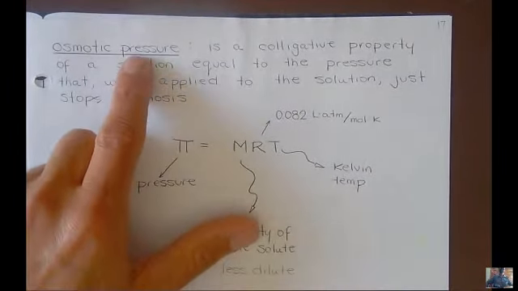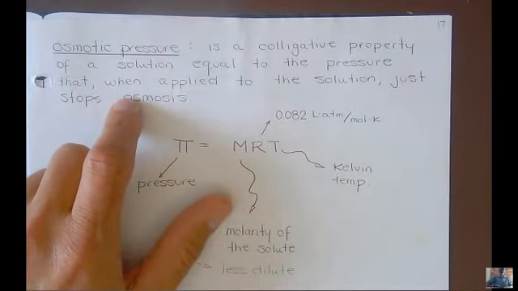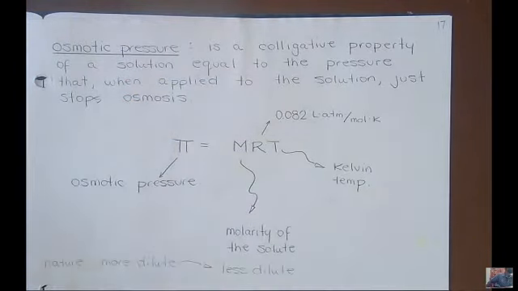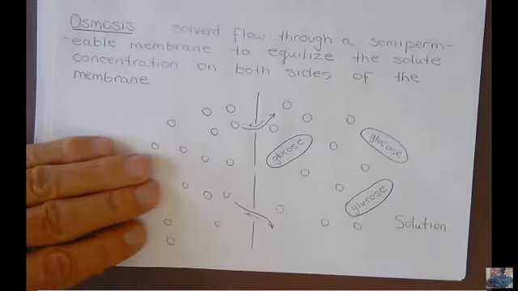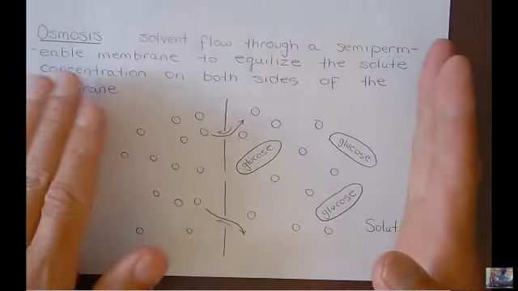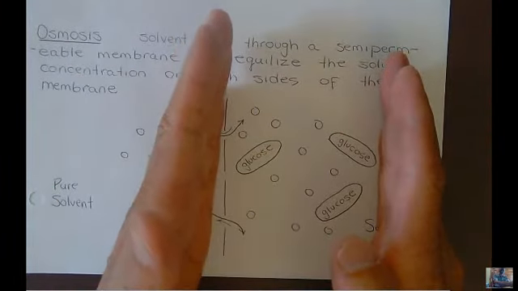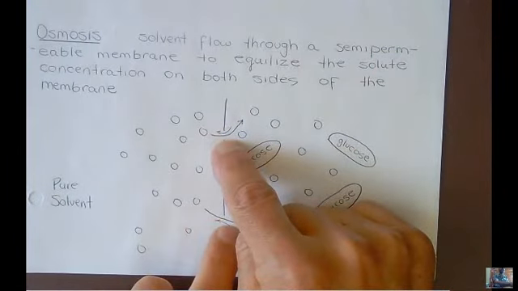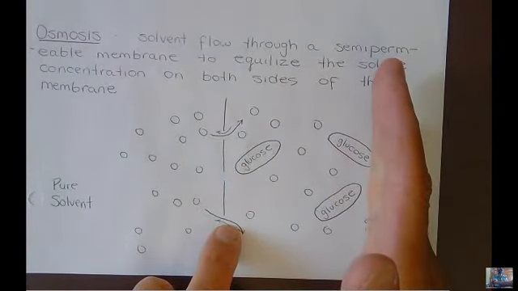Here's the formula, okay? The osmotic pressure is a colligative property of a solution equal to the pressure that, when applied to the solution, just stops osmosis. So the osmotic pressure in my picture back here would be the amount of pressure I would have to push in on this liquid and force this liquid into the membrane on this side so that I could balance these forces and they would become equal. So how much pressure do I need to apply is the osmotic pressure.